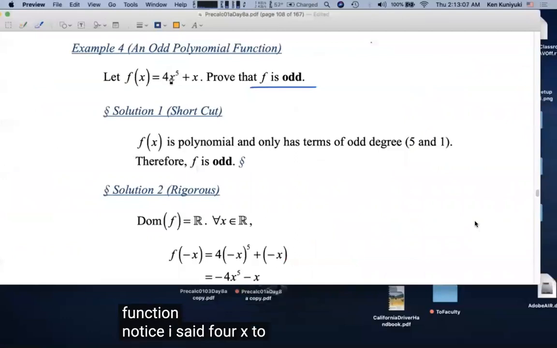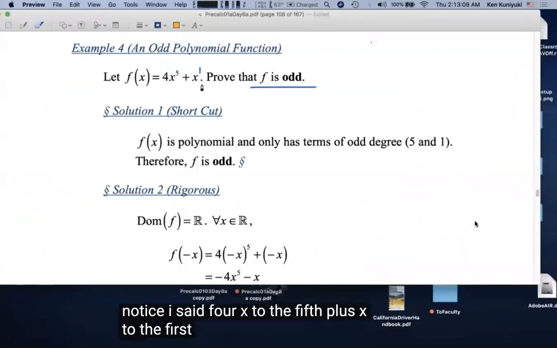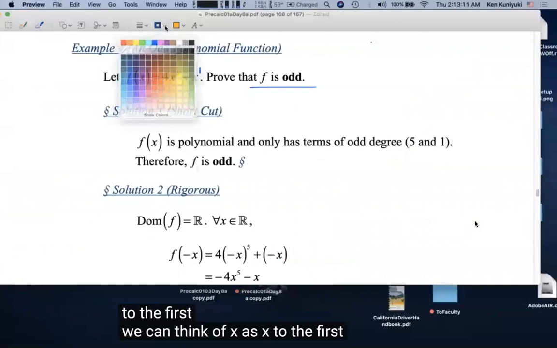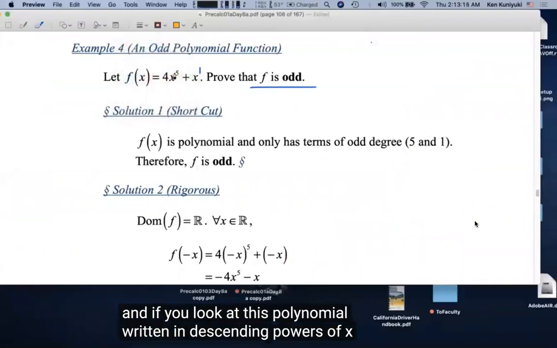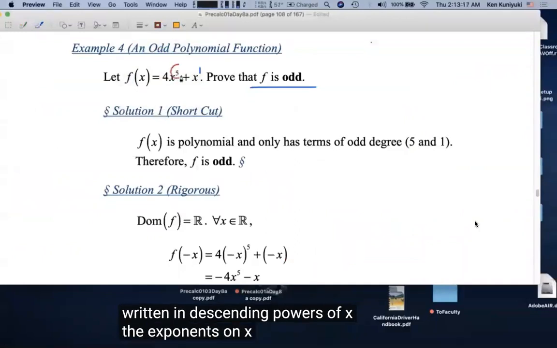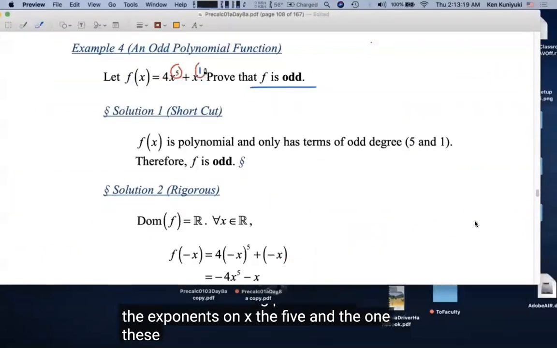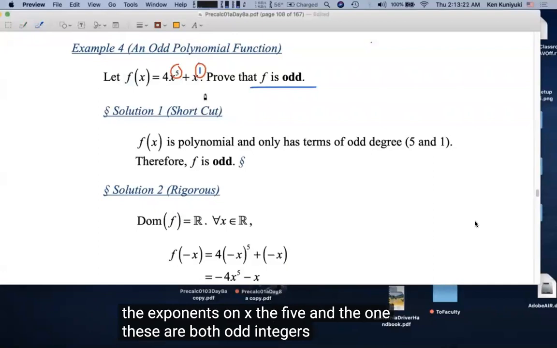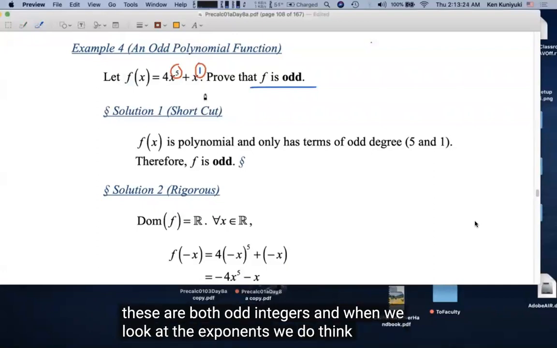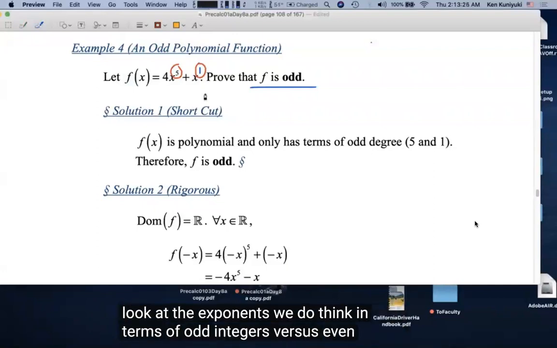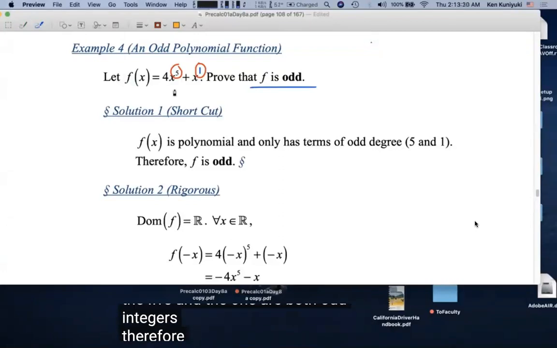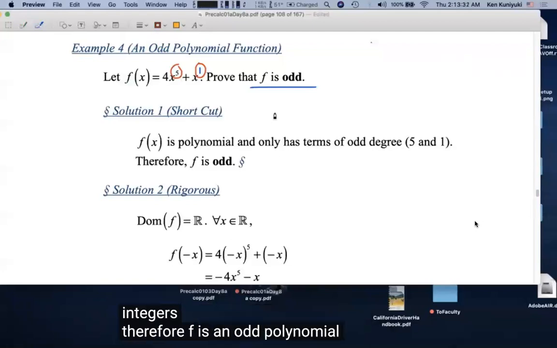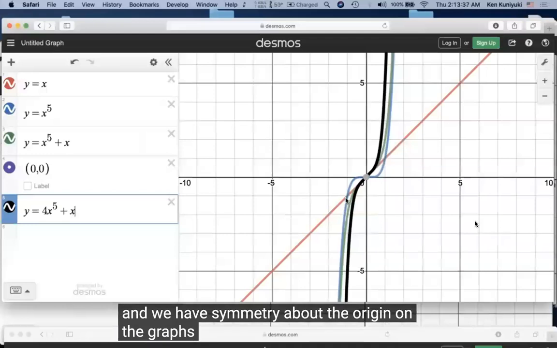Notice I said 4x to the fifth plus x to the first. We can think of x as x to the first. If you look at this polynomial written in descending powers of x, the exponents on x, the 5 and the 1, are both odd integers. When we look at the exponents, we think in terms of odd integers versus even integers. The 5 and the 1 are both odd integers. Therefore, f is an odd polynomial function, and we have symmetry about the origin on the graphs.